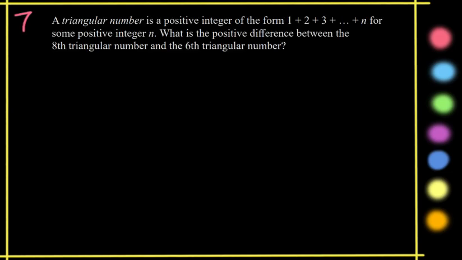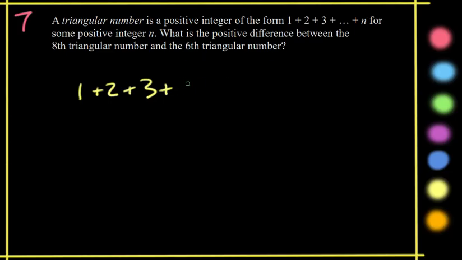Okay, so let's go on to number 7. This one says a triangular number is a positive integer of the form 1 plus 2 plus 3 plus ... up to n, for some positive integer n. What is the positive difference between the 8th triangular number and the 6th triangular number?